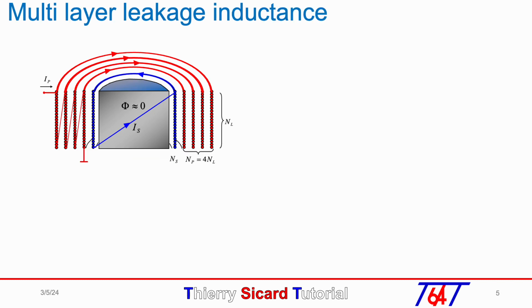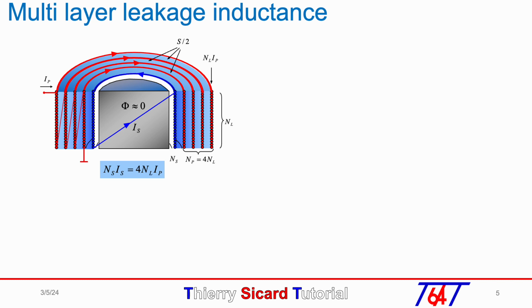In this example, the transformer has 4 primary layers with NL turns and a single layer for the secondary with NS equal NL. The secondary is shorted, so all the magnetic flux is located between coils, see the blue area, and the current relation is NSIS equals 4 NL times IP. In one layer of the primary side, we have NL times IP.